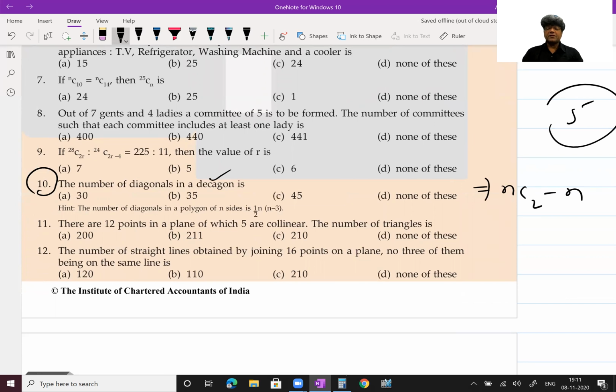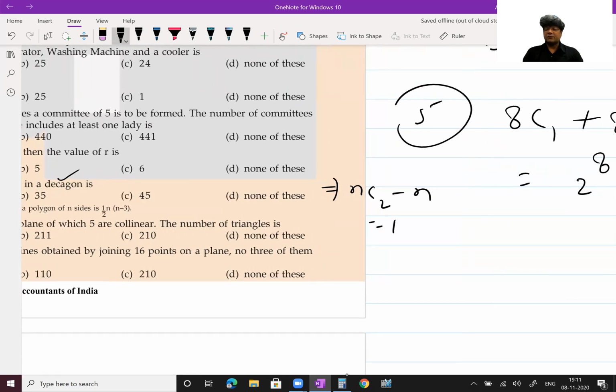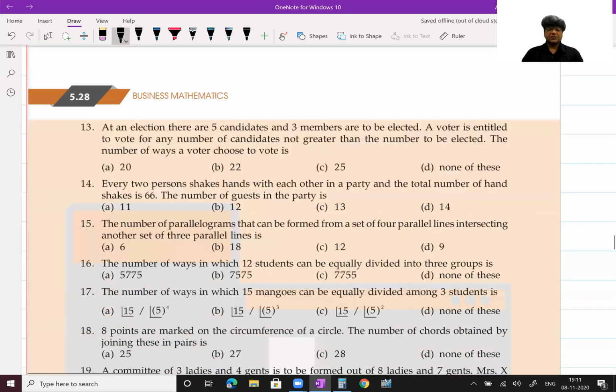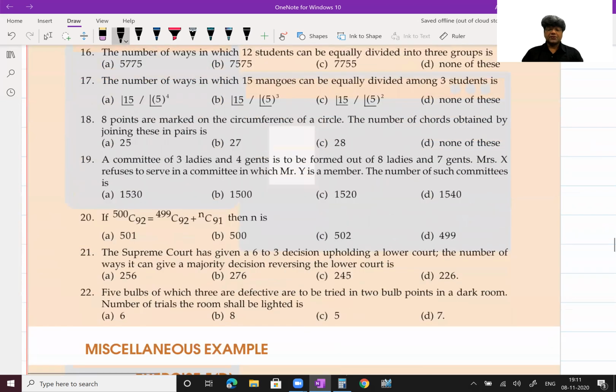So decagon means how many sides? 10 sides. So n is equal to 10. So it will be 10C2 minus 10. 10C2, if you calculate, 10 into 9 by 2, 90 by 2, 45. 45 minus 10 is equal to 35. Which option? Third option. Next.